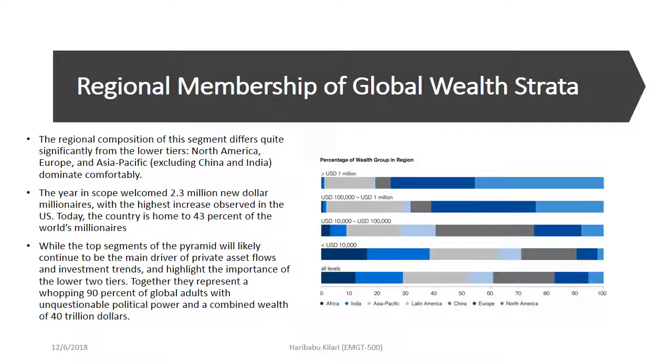Let's see the regional membership of global wealth strata. If you see the diagram here, it covers the various countries on the globe with the wealth ranges. If you consider North America, the people with less than $10,000 are even less than 5%, and the people with more than $1 million are greater than 50%. So in North America, we have the USA and Canada, the developed countries.